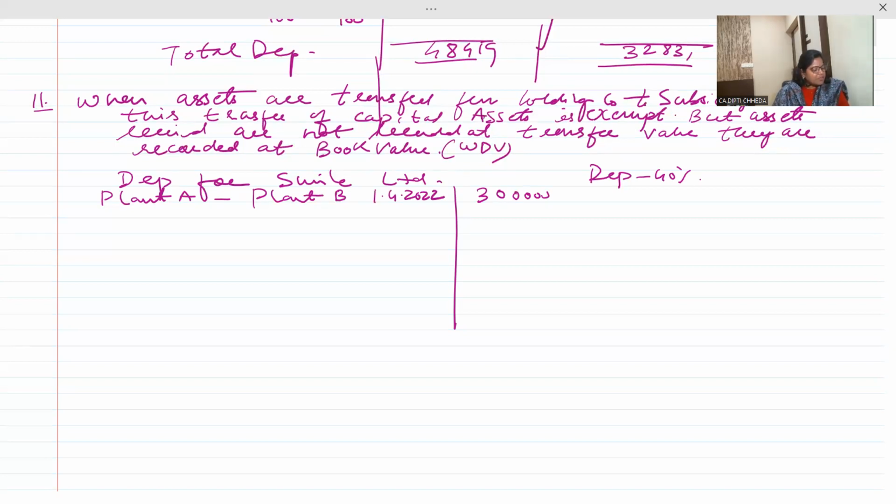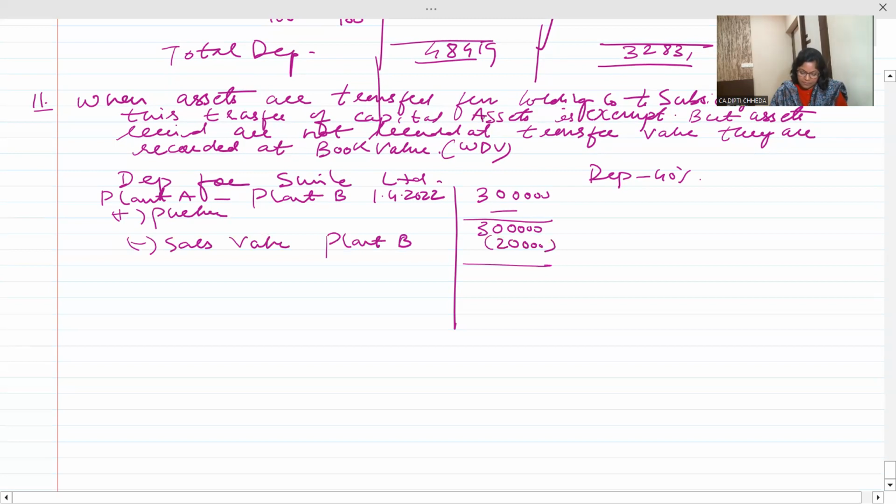Plant B was purchased and put to use long back. Now plant B is transferred. So there is no purchase, but if you want to know the format you can keep it blank. Then 3 lakh minus the sales value. Which plant and machinery you transferred? Plant B. For how much did you transfer? 20,000. What is the balance? 280.